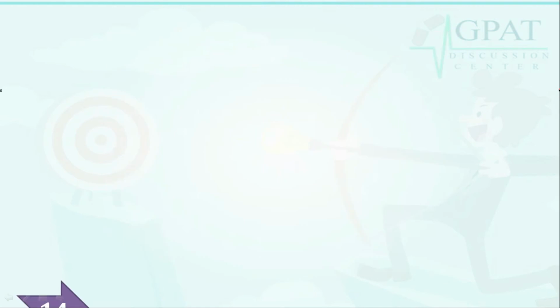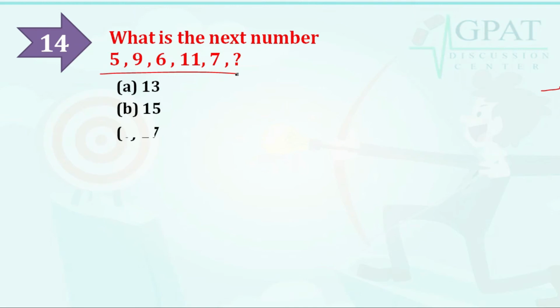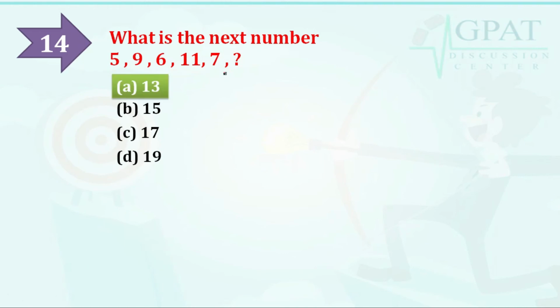So moving on to the next question, students, what is the next number? Just see, we have a given series of numbers. Students, this is a very interesting question. Just observe calmly. Option A is 13, option B is 15, option C is 17, and option D is 19. So what is the next number here? Just observe this series, at what gap the numbers arise. So according to this series, the correct answer is 13.